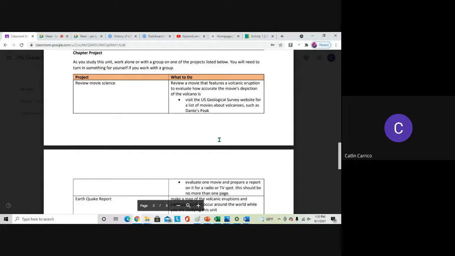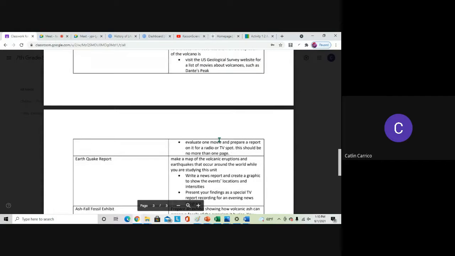For review movie science, review a movie that features a volcanic eruption to evaluate how accurate the movie's depiction of the volcano is. Visit the U.S. Geological Survey website for a list of movies about volcanoes, such as Dante's Peak. You'll then evaluate one movie and prepare a report on it for a radio or TV spot. This should be no more than 1 page. So after you evaluate the movie, you're going to prepare a report that you would record as a video if we're virtual, or present in class if we're in person.